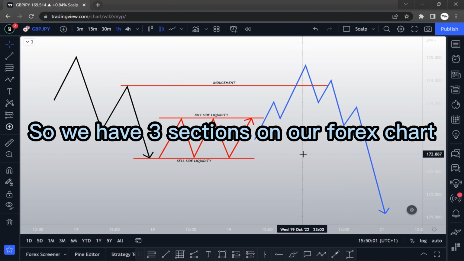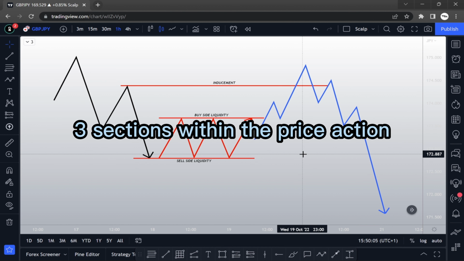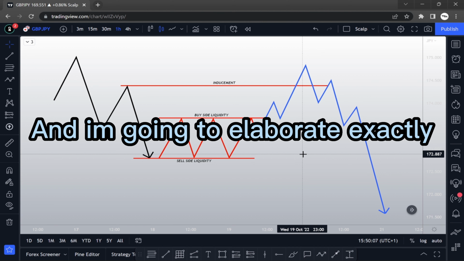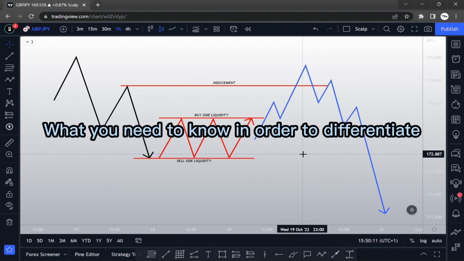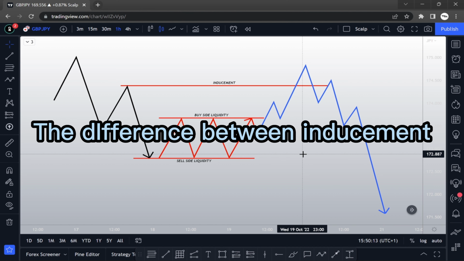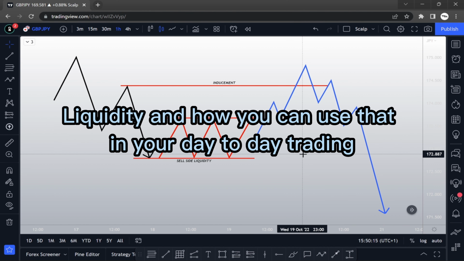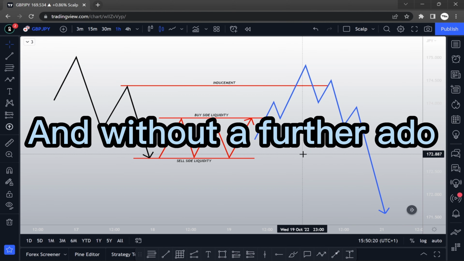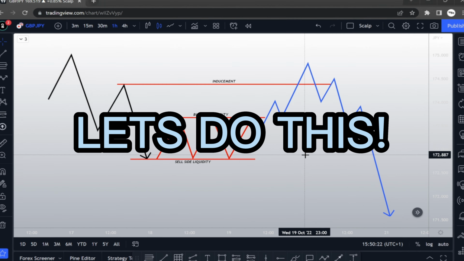On your screen, you're currently seeing a diagram which is representing Asia session, London session, and what happens before the Asia session. So we have 3 sections on our Forex chart, 3 sections within the price section, and I'm going to elaborate exactly what you need to know in order to differentiate the difference between inducement, liquidity, and how you can use that in your day-to-day trading. And without further ado, let's do this.